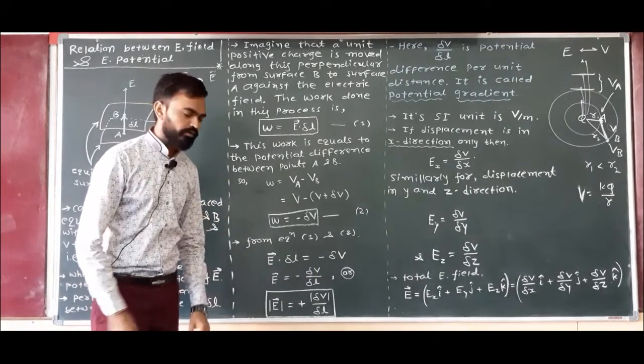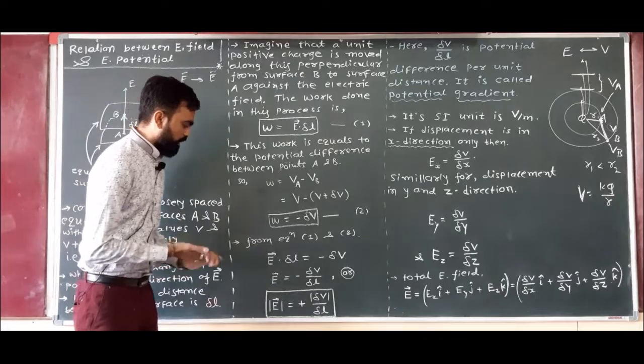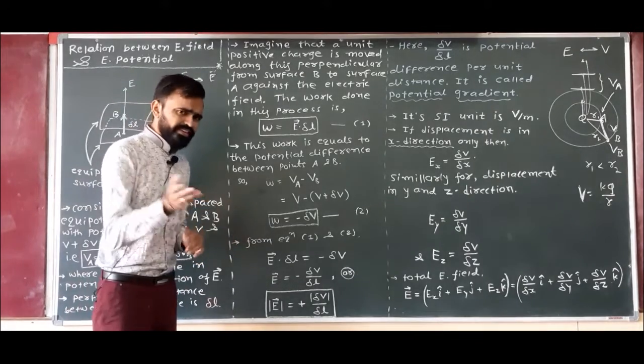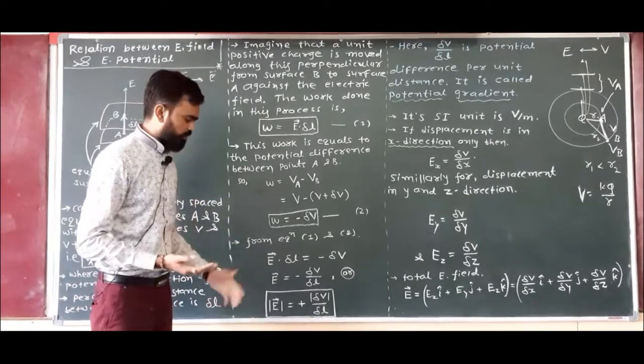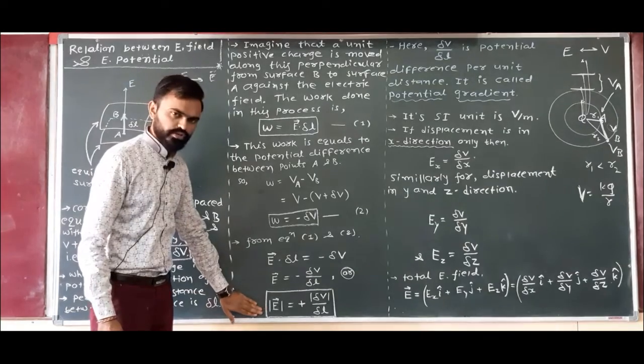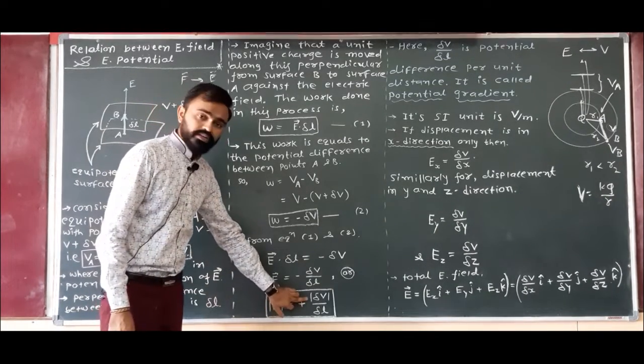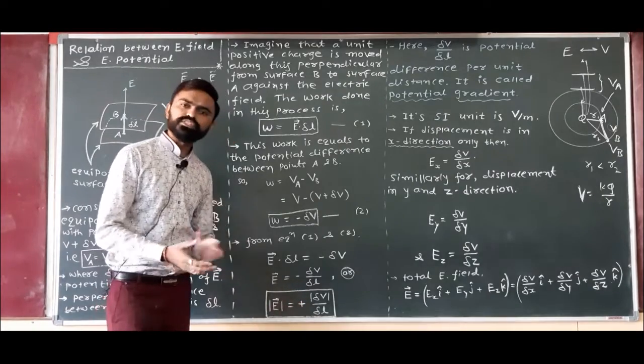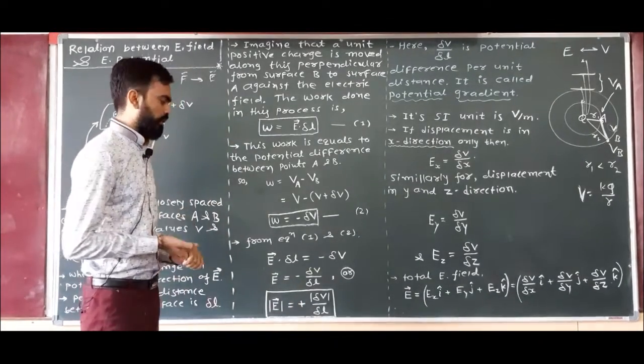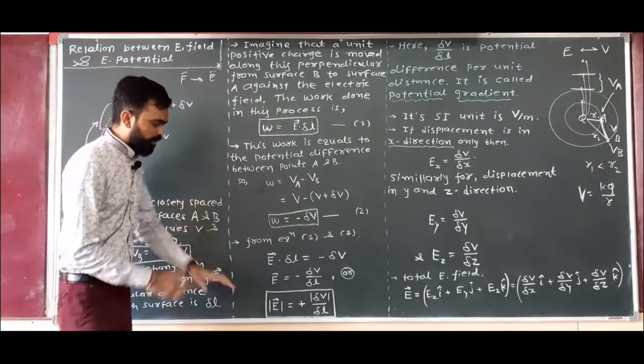You getting my point, right? If we are not interested in direction, then we can go with this relation also: the magnitude of electrical field is equal to the magnitude of delta V by delta L, which is a positive value, of course. Okay, so what is the physical interpretation of this relation?